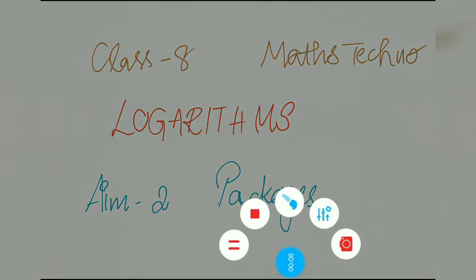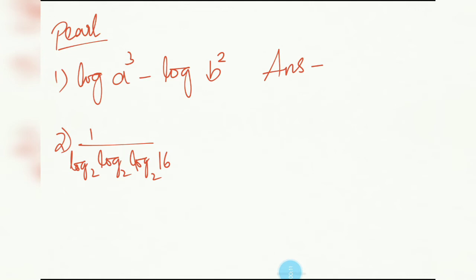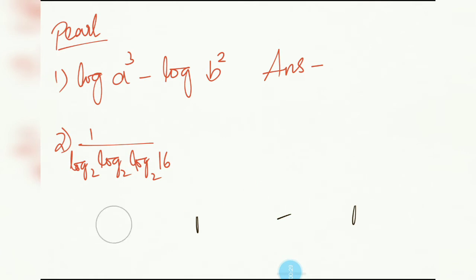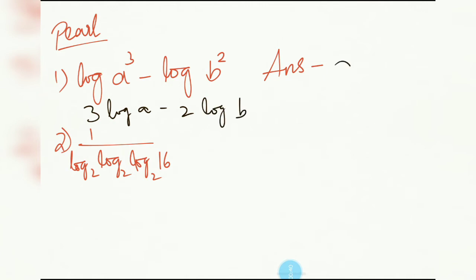So we'll begin. Now, the first question we have is log a cube minus log b square. Now how do you simplify this? You just send this power here, because using the law log m power n is equal to n log m. That's it. So we do the same thing here and apply it. So 3 log A minus 2 log B is the answer, which is option A.